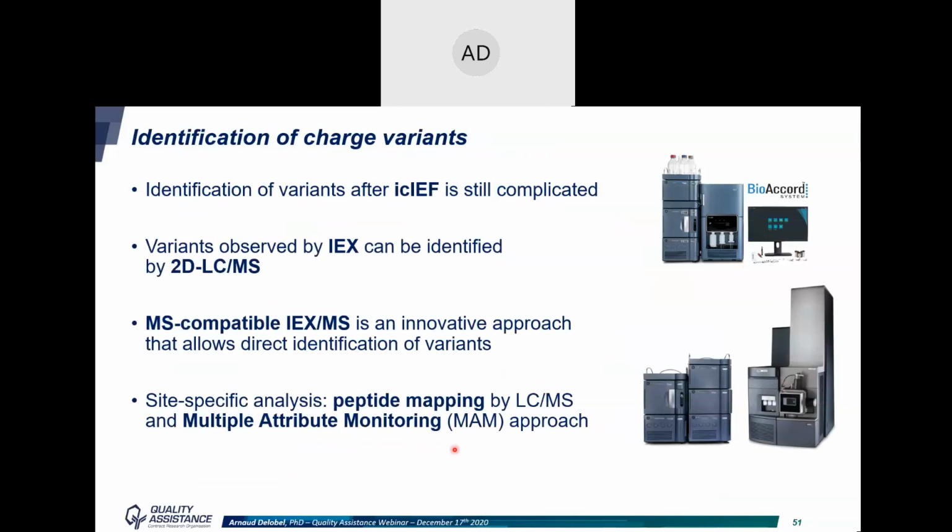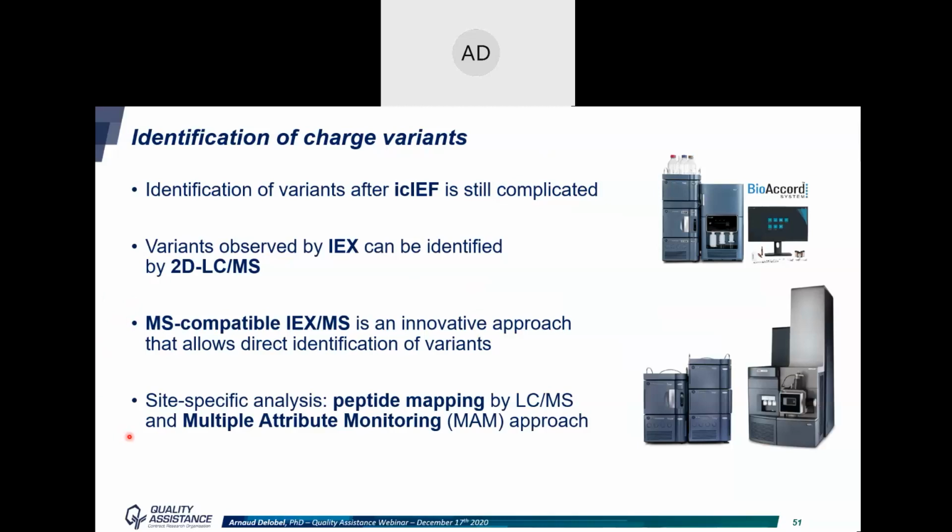If you want to identify your charge variants, which is required by the guidance, you will have a lot of difficulties to do that after icIEF, even if there are now some commercial systems that can do that. But the variants you observe by ion exchange chromatography can be identified by 2D LCMS. If you want to use MS-compatible ion exchange chromatography, that's an innovative approach that now allows the direct identification of the variants, even for minor variants.